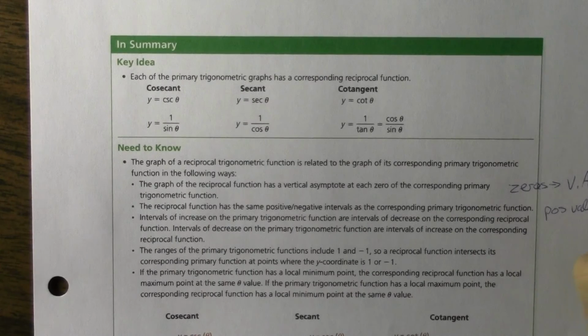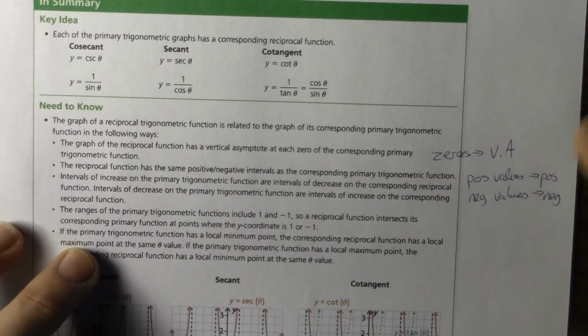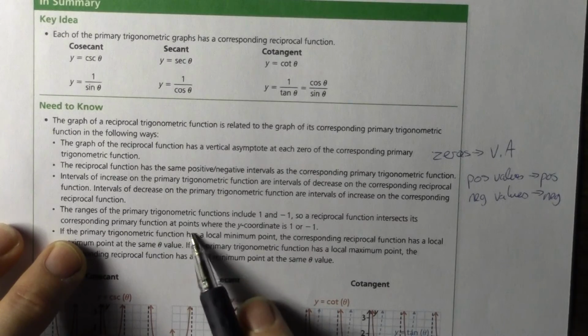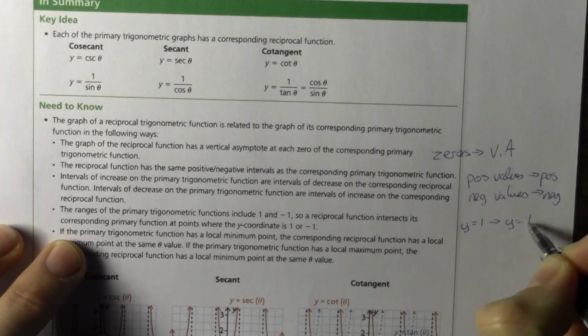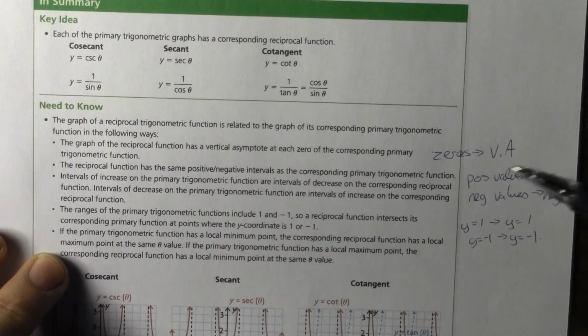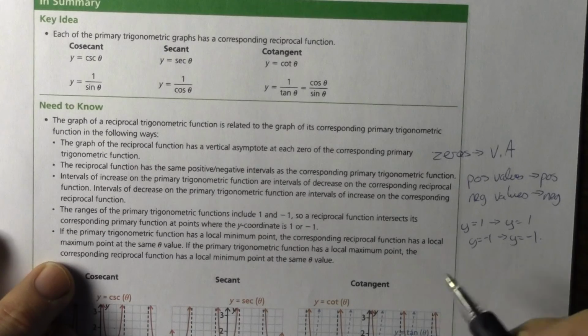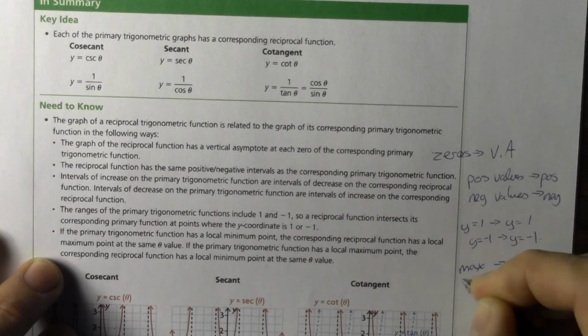Positive values. The ranges of the primary trigonometric functions include 1 and -1, so a reciprocal function intersects its primary function at the points y equals 1, y equals 1, y equals -1, y equals -1. Exactly from the review from chapter 5. The primary trigonometric function's local minimums correspond to local maximums. Trigonometric function local maximum correspond, so max values.